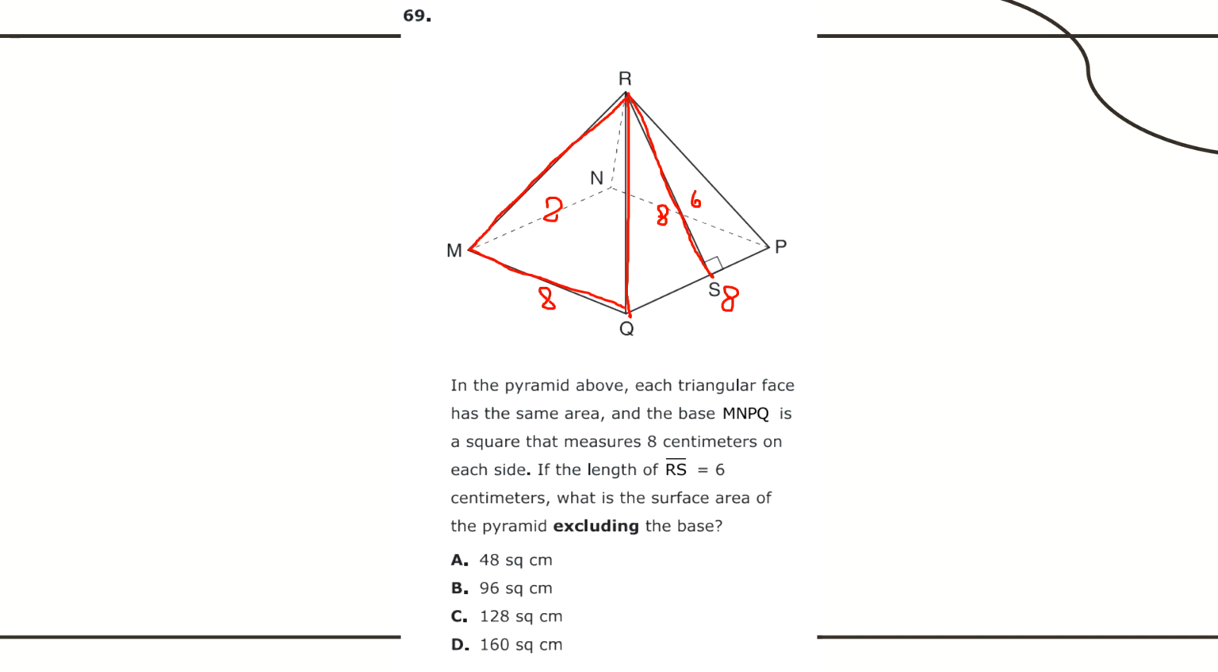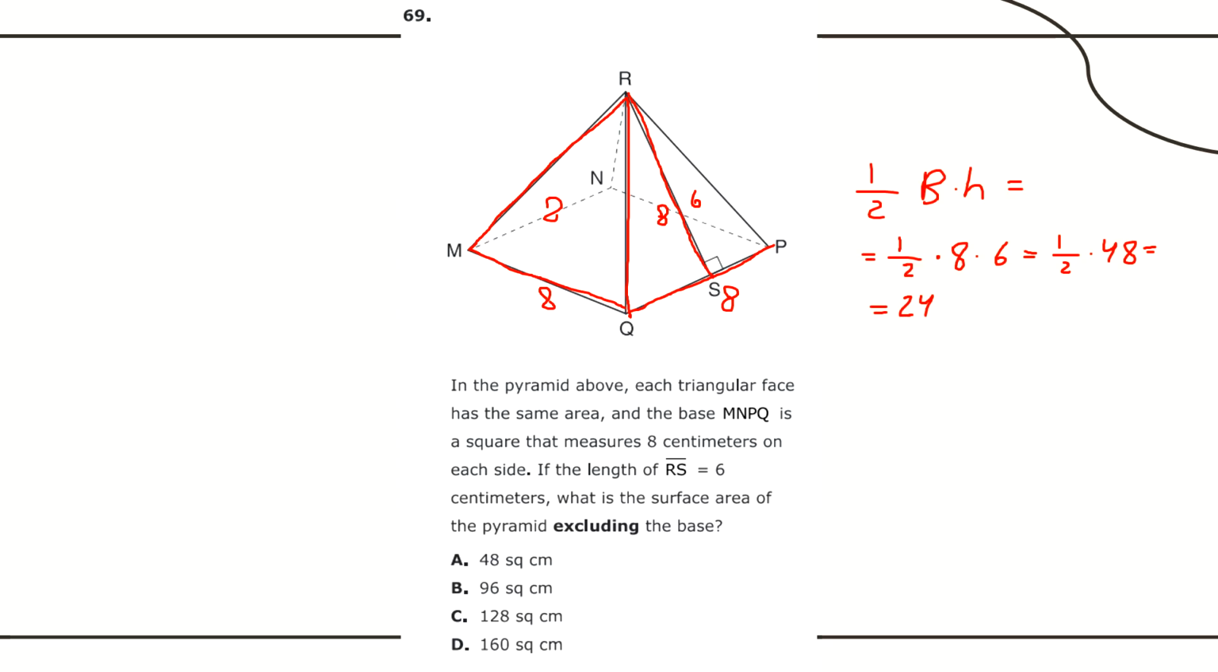So how do we find the area of one of these triangles? Well, we know the base of this triangle right here, and we know its height to be 6. And we know that the area of any triangle is 1/2 base times height, right? So the area of one of these triangles would be 1/2, the base is 8, times the height, 6. That would be 1/2 of 48, which would give us 24. Okay, this will be the area of one of these faces.